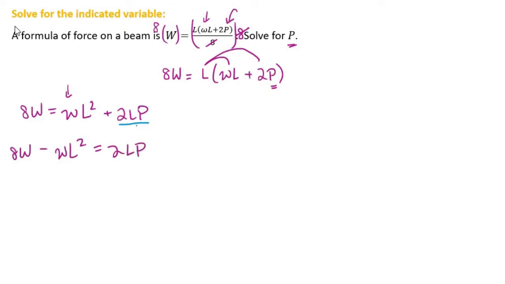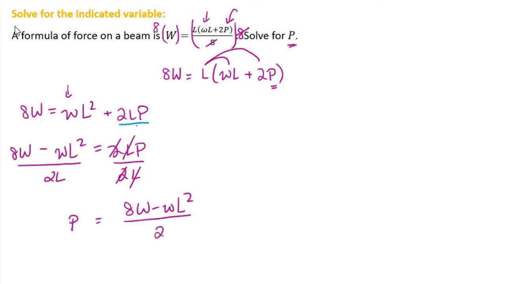2 and L are being multiplied by P, so to move them to the other side, we'll divide both sides by L and 2. The 2's divide and cancel, the L's cancel, and I'll write P on the left-hand side here, but that's equal to 8W minus omega L squared all over 2L. And that's a pretty solid final answer.